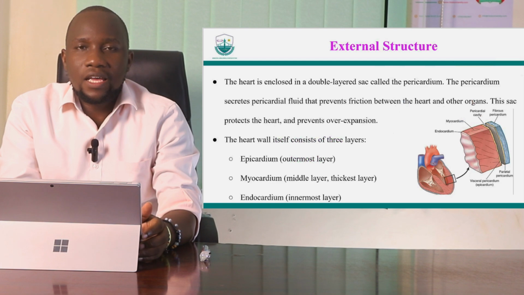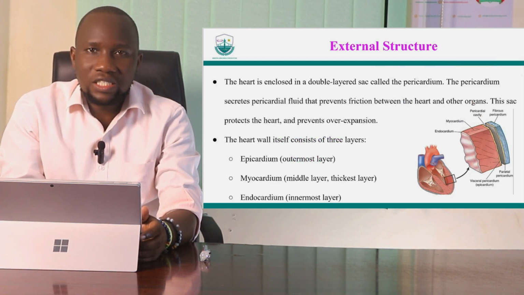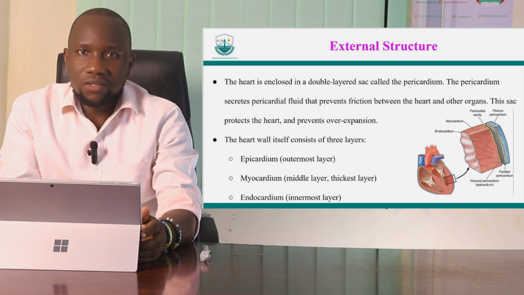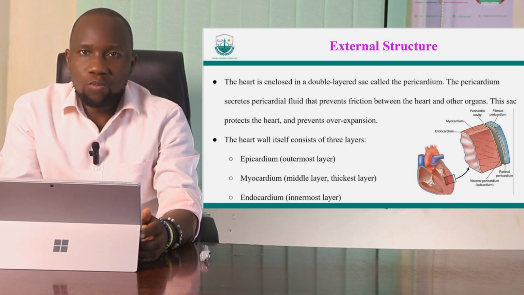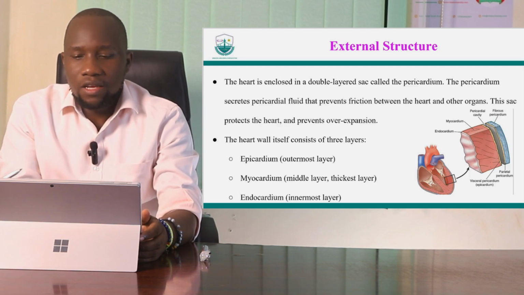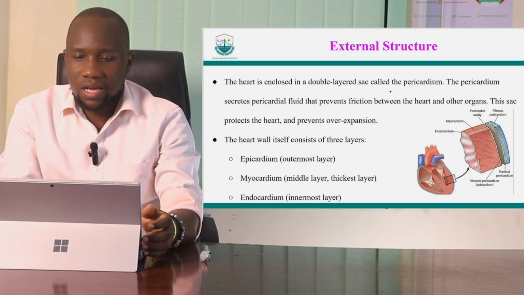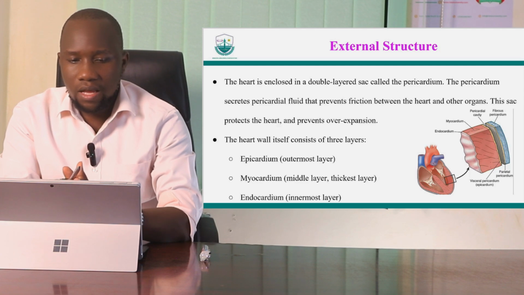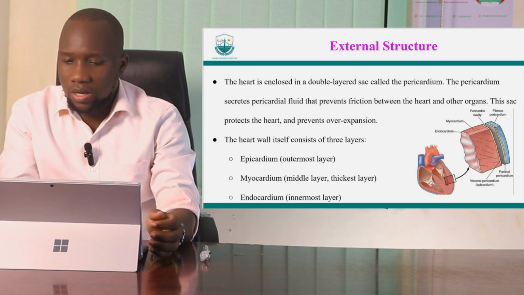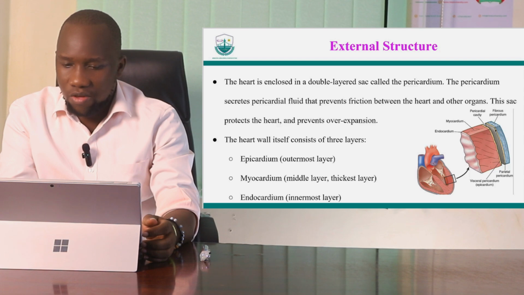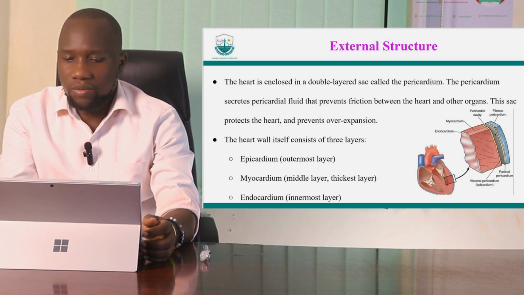So the heart is very delicate and needs to be protected. Of course, the rib cage offers protection, but on top of that we have a sac called the pericardium. This sac is double layered. That means it has two layers, and you can see it from here. The pericardium is the double layer that protects the heart.